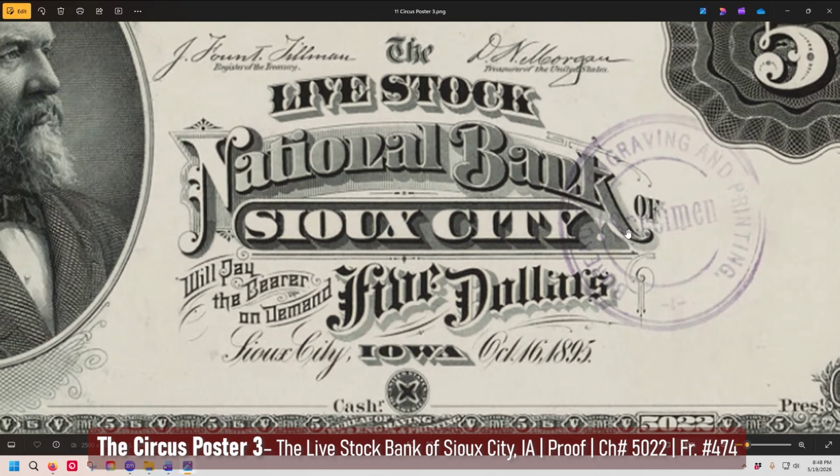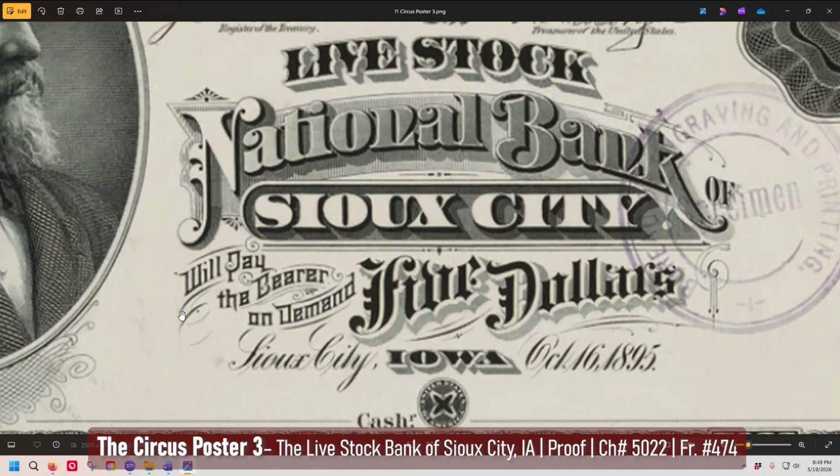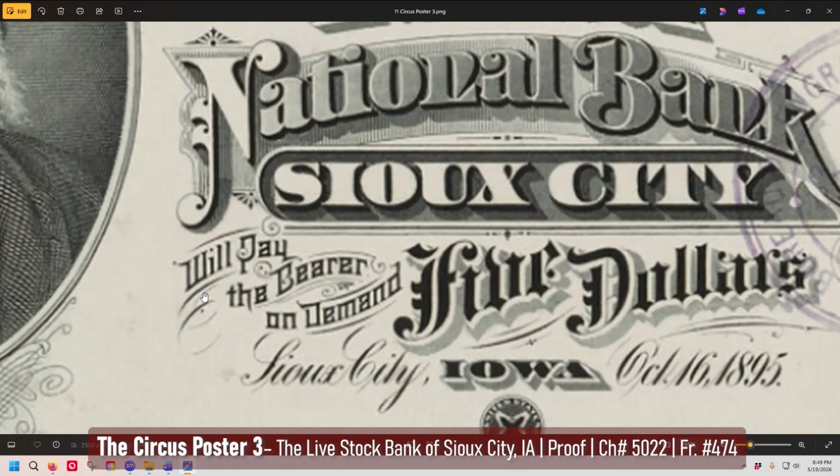So it has the same National Bank font for Circus Poster one, two, and three. All those are the same. So what is making this Circus Poster number three, which came out before Circus Poster number two? The difference here is in the "will pay the bearer on demand." You can see it's what I call shingled. We'll get to that later, but they're curved in different directions. Shingled meaning one's laying over the other in a way.